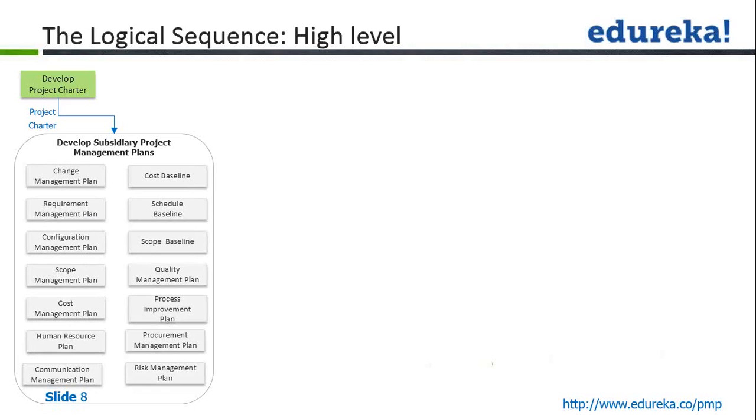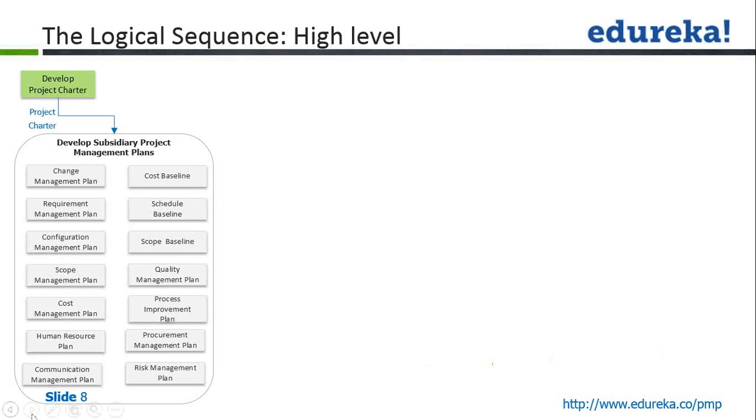So when we refer to the PMBOK guide, there are 10 knowledge areas. Project integration management is one of those 10 knowledge areas. So you will develop all the 9 subsidiary project management plans. On top of that, you will have a configuration management plan and a change management plan. You may also come up with your process improvement plan if needed.